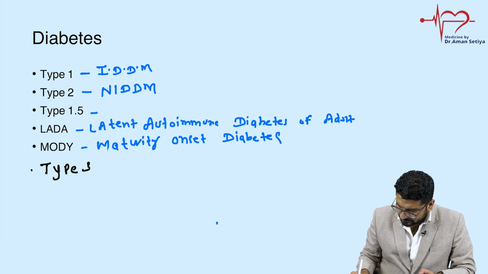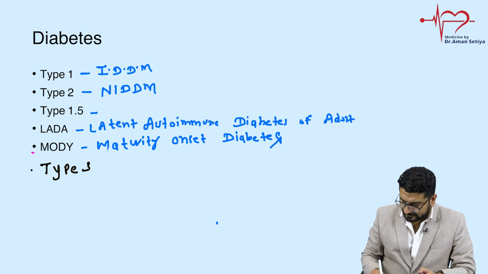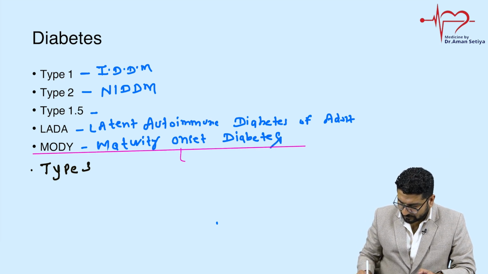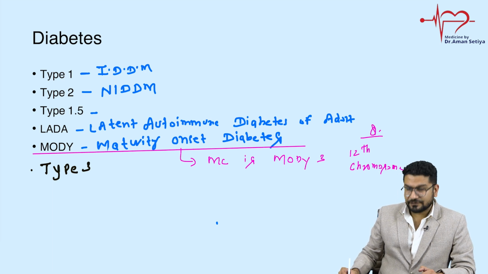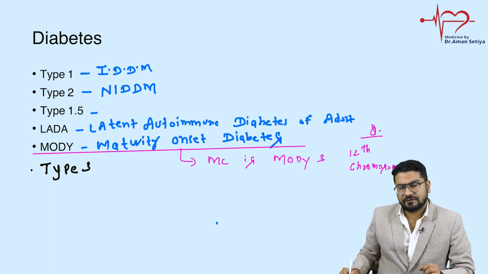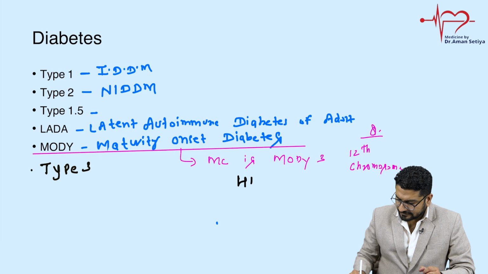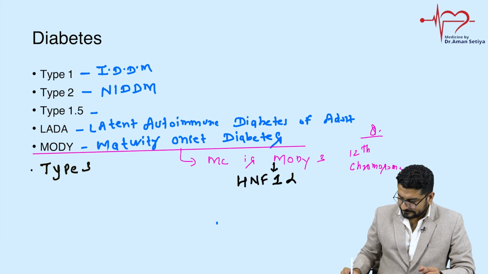They ask you a question on MODY, like we have different types of MODY. Out of this, remember, most common type is MODY 3, and this MODY 3 is at chromosome 12. MODY is due to a mutation of a gene that is called HNF. HNF is hepatocyte nuclear factor, HNF1 alpha. So this is the gene that is mutated in MODY.